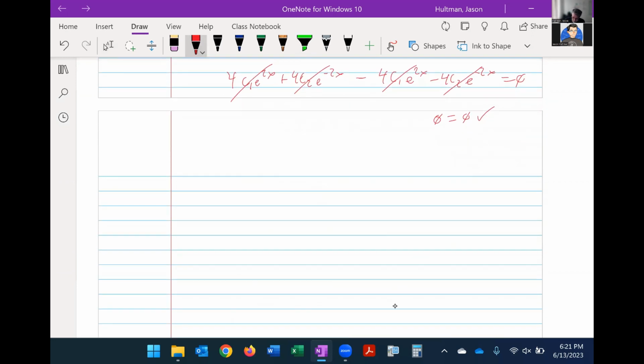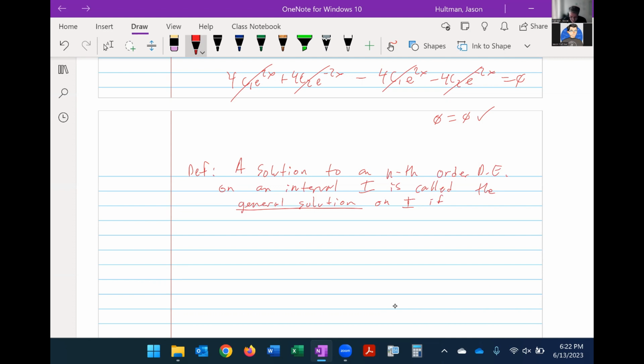Let's look at another definition. Definition: a solution to an nth order differential equation on an interval I is called the general solution on I if it satisfies the following conditions.